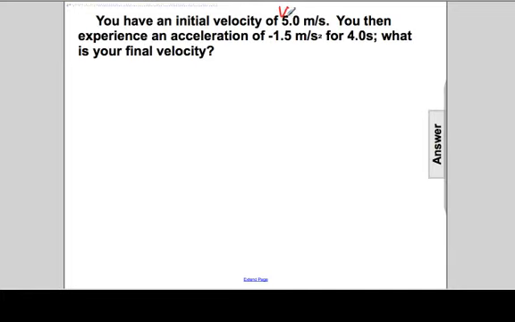Your starting speed, your V naught, or your initial speed is 5 meters per second. Then you experience an acceleration of negative 5 meters per second squared for a time of 4 seconds. The question is, what is your final speed? We know that this is the kinematic equation number 1. V is V naught plus A times T.